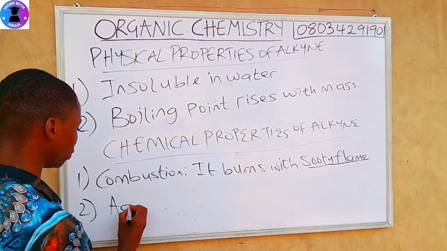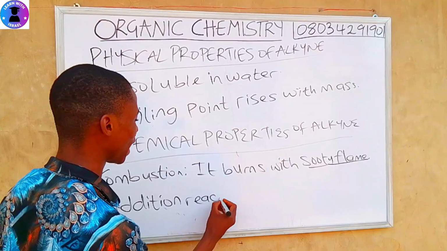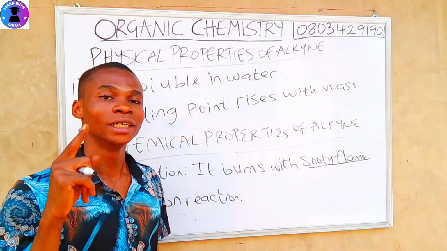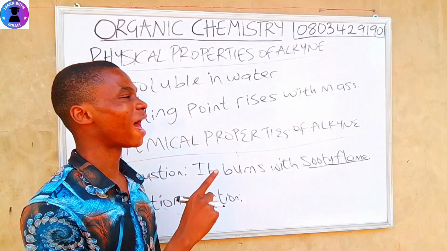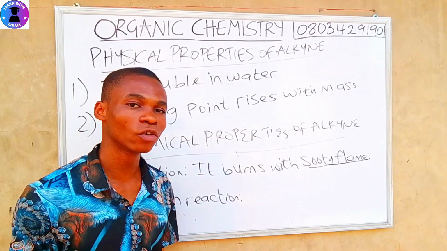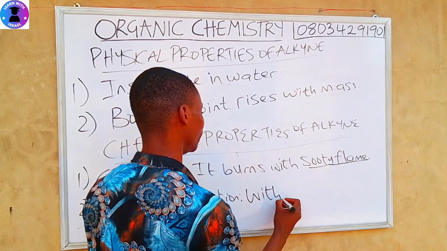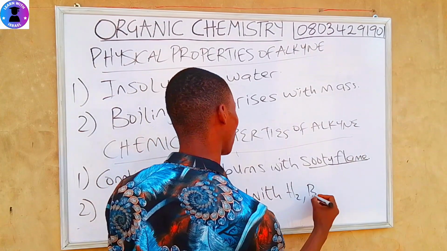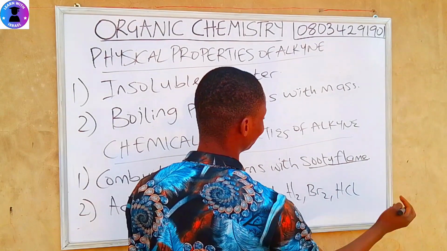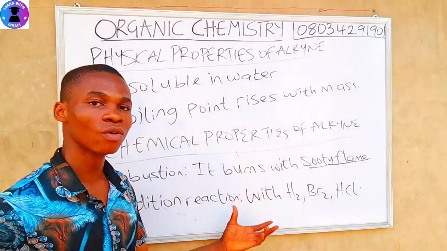And addition reaction. Addition reaction occurs in alkyne and alkene because of the triple bond, and for alkene due to the double bond. But for alkane, substitution reaction occurs because it is only single bond. So addition reaction, it reacts with H2, Br2. It also reacts with HCl. It is similar to alkene.